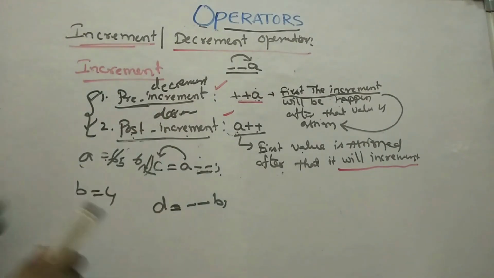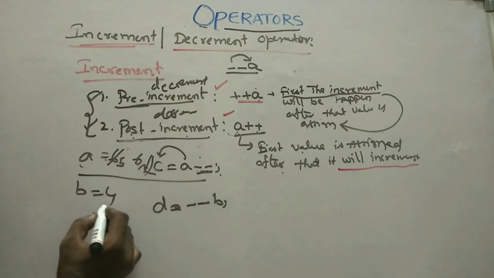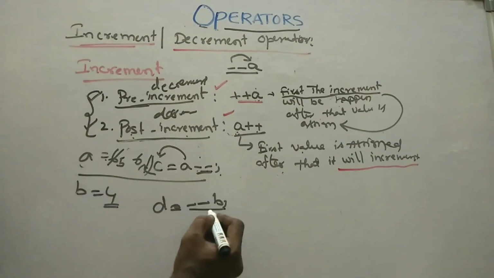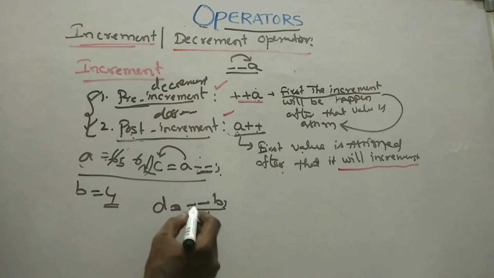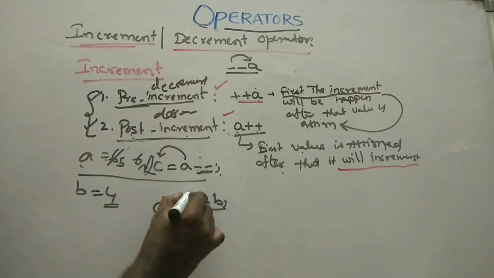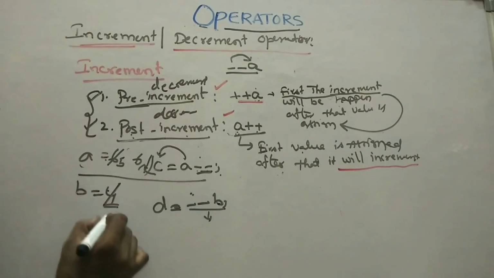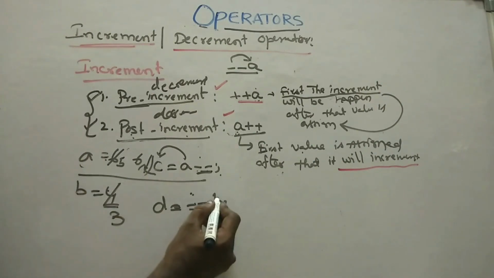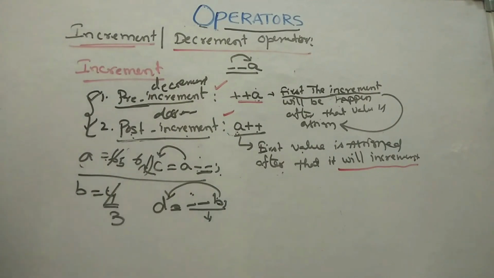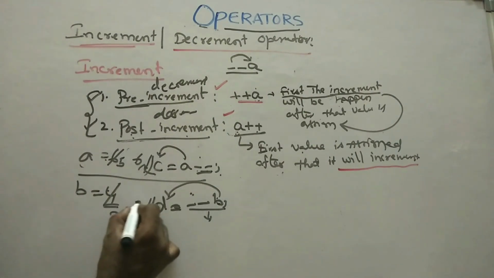Here we can see, what is the b value? 4. --b means it is a pre-decrement. Pre-decrement means first it performs the decrement operation. What is the b value? 4. If it is decremented, what is the value? 3. This 3 is assigned to d. Now the d value becomes 3.